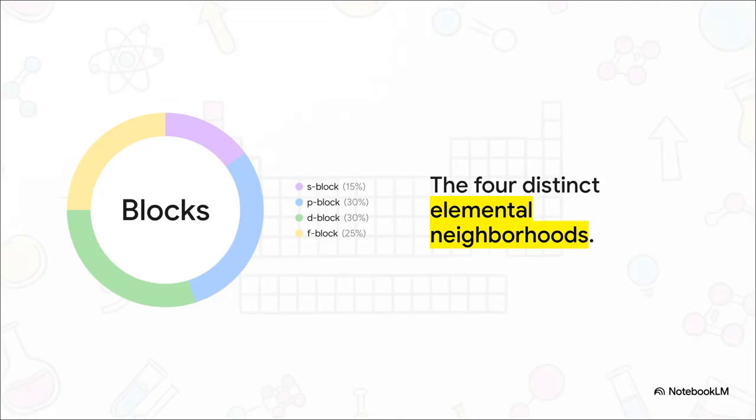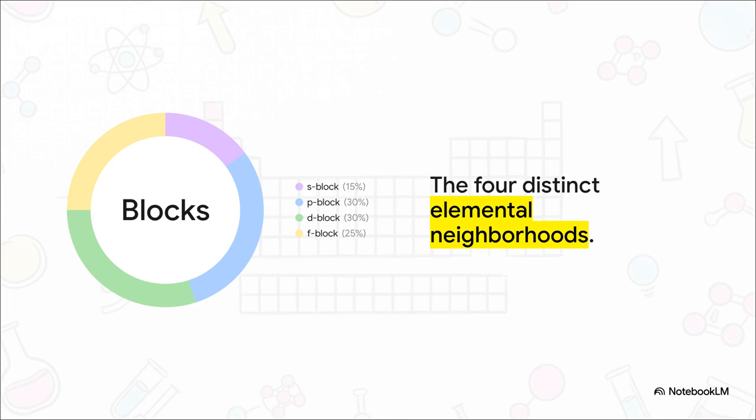You can actually think of the table as being divided into 4 distinct neighborhoods or blocks. Over on the far left, you've got the highly reactive metals of the S block. Over on the right, the P block is a super diverse neighborhood containing everything from metals to those incredibly stable noble gases. Right in the middle, the D block houses your transition elements. They're famous for their catalytic properties. And finally, parked way at the bottom is the F block, the inner transition elements, many of which happen to be radioactive.